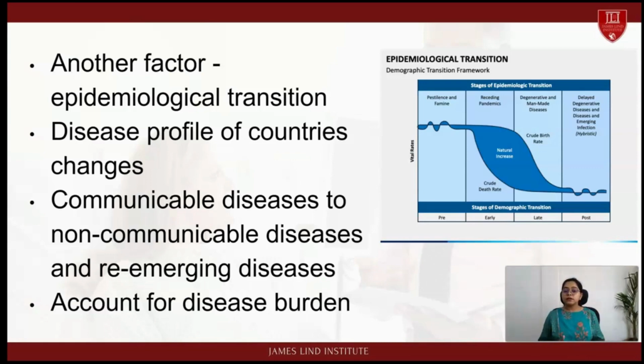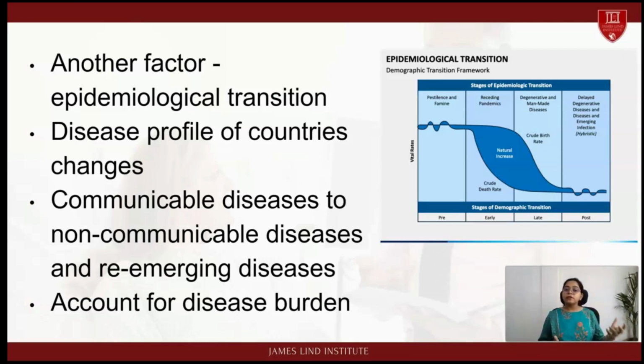Now, that is quite true for most of the LMICs, the lower middle income countries. Similarly, nowadays we are seeing a triple burden of diseases, meaning a single country is having communicable diseases, it is also having non-communicable diseases, and at the same time, nowadays it is also having re-emerging diseases. So this is like a triple burden of disease that a country is having. So this is epidemiological transition.